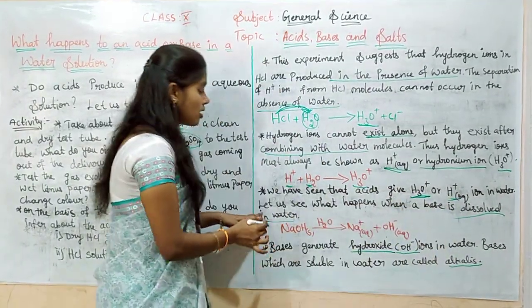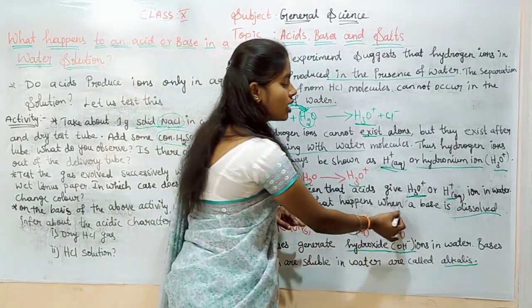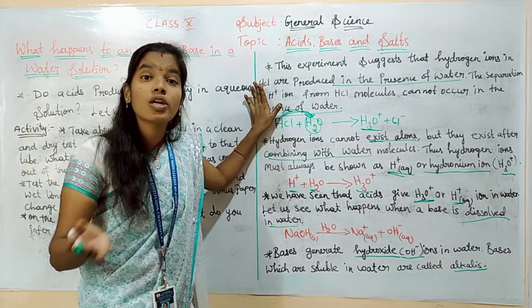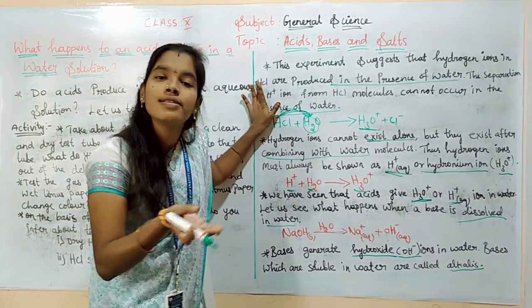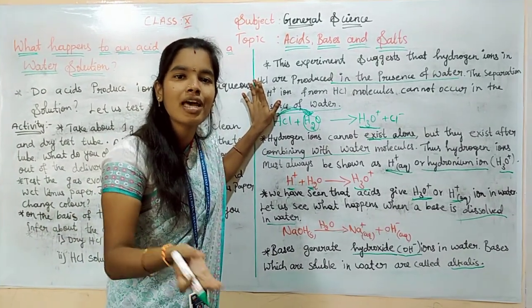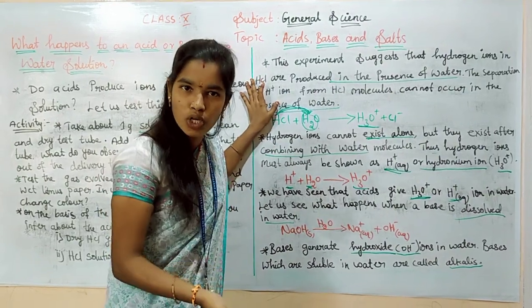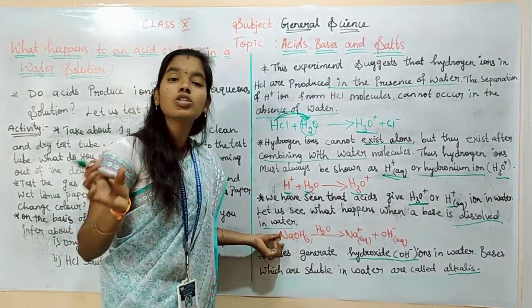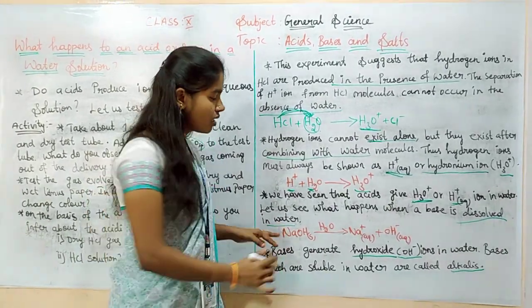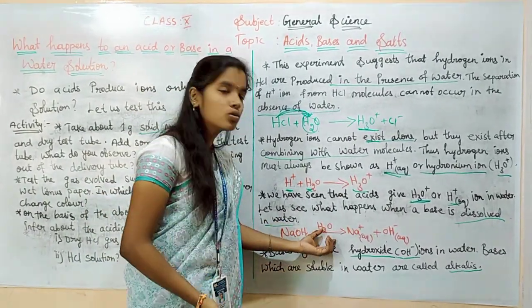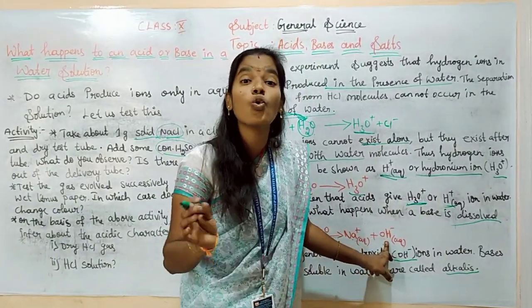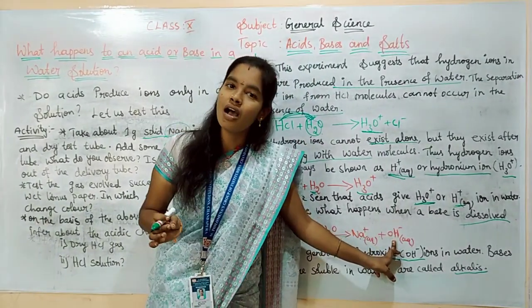Next, let us see what happens when a base is dissolved in water. We have discussed what happens to an acid: acids produce H plus ions or hydronium ions in the presence of water. Next, the base. We take NaOH, which is sodium hydroxide. If sodium hydroxide reacts with water, what happens? It gives Na plus and OH minus. OH minus is nothing but the hydroxide ion.